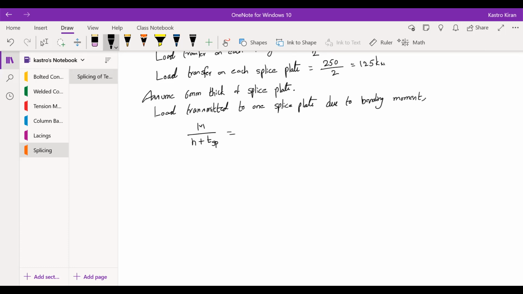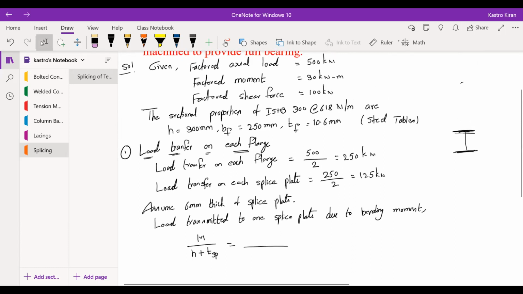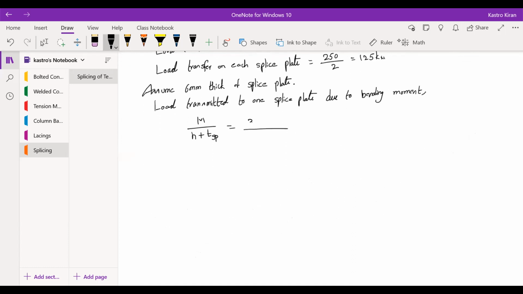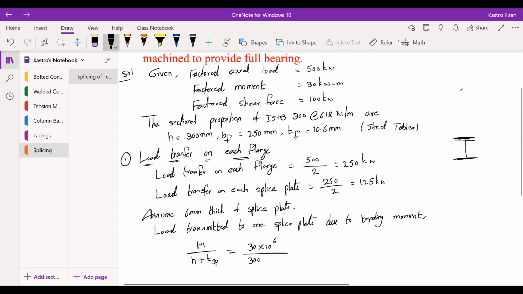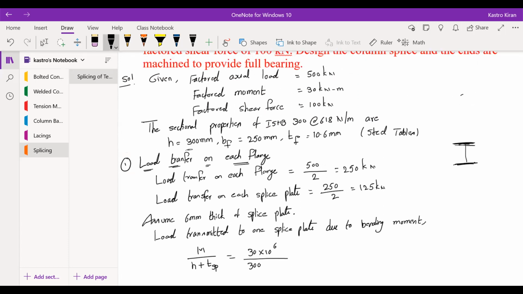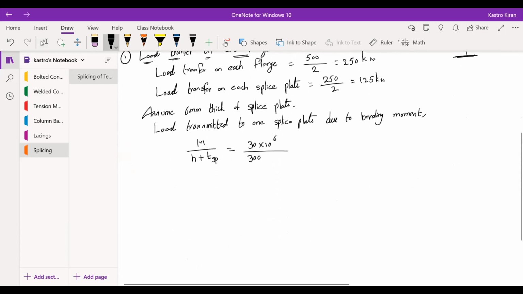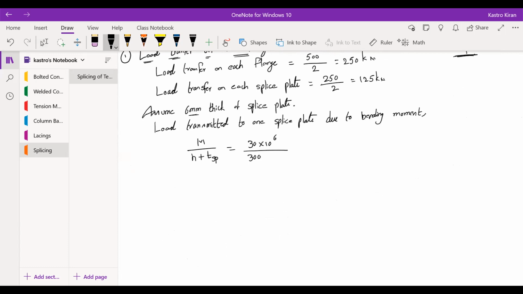The moment is given in the question as 30 kilonewton meter. So 30 into 10 power 6, which will be in Newton mm, divided by the height of the I section, 300 mm, plus the thickness of the splice plate. We have assumed the thickness of the splice plate as 6 mm. Therefore, this value can be obtained as 98.03 kilonewtons.